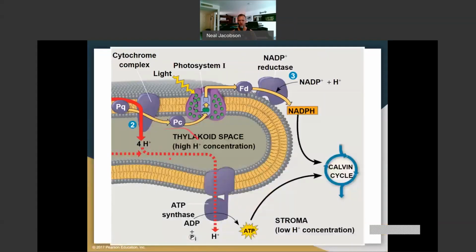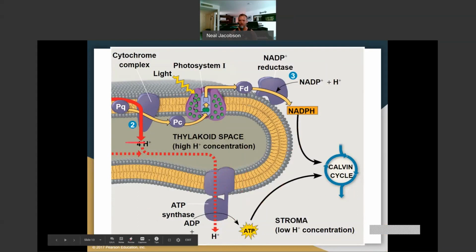Okay, one thing I'd like to point out, the only difference between ATP synthase in the mitochondria and the one in the thylakoid is that they're oriented in opposite directions. In the mitochondria, the protons are building up on the outside and flowing in. In the thylakoid, they're building up on the inside and flowing out.